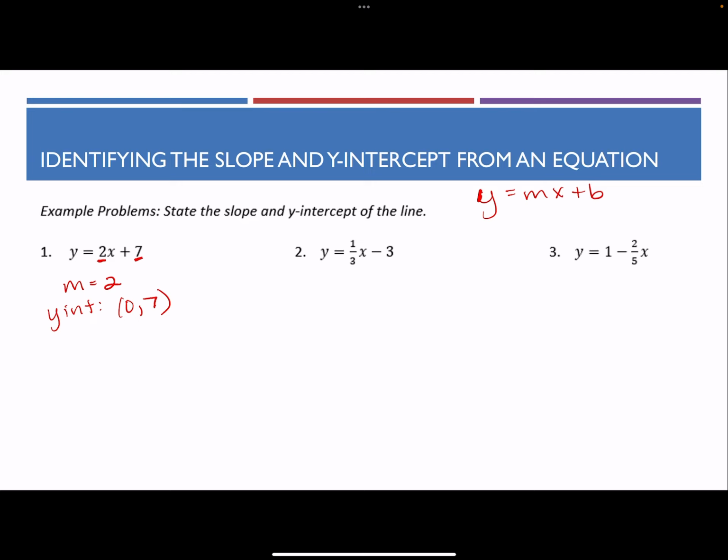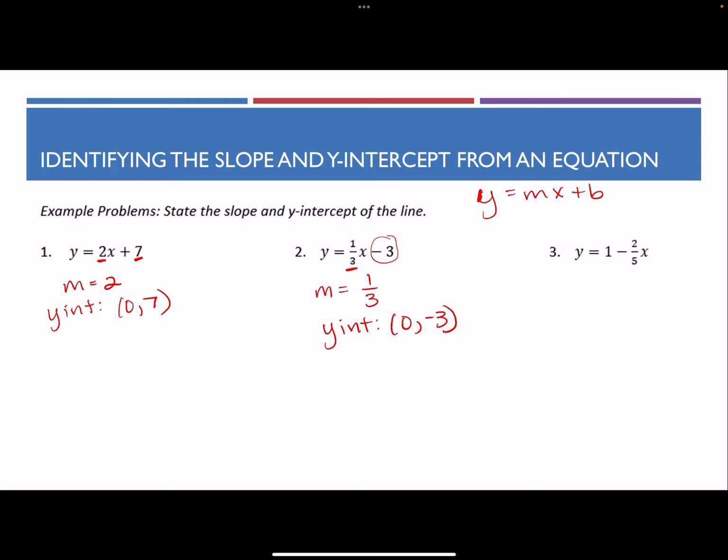Number 2, what's in front of the x? That's 1/3. So my slope is 1/3. My y-intercept is the point (0, -3). See that b value is negative there?